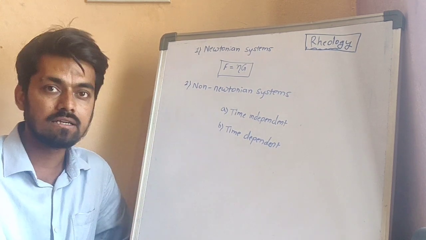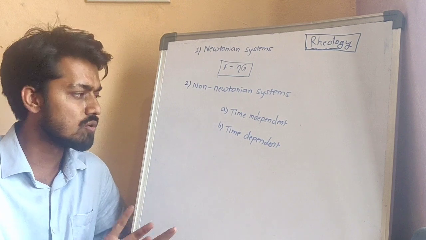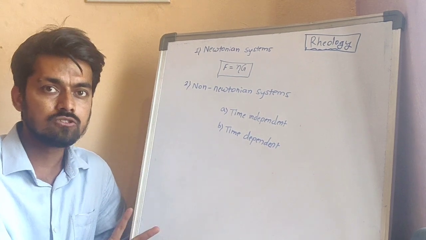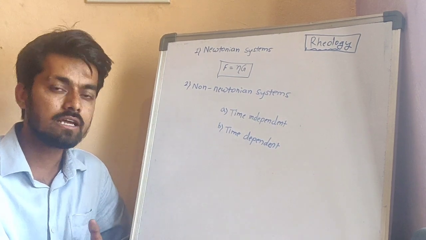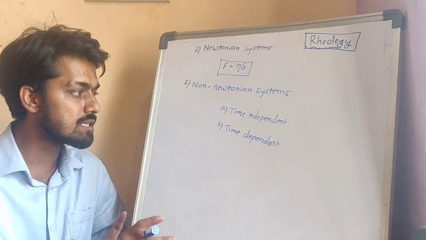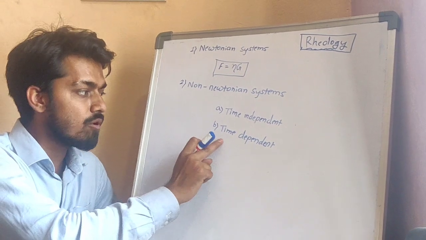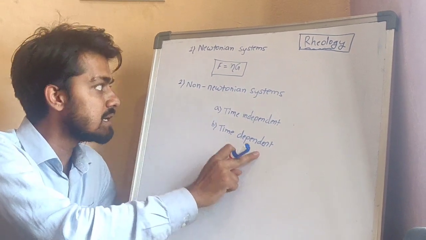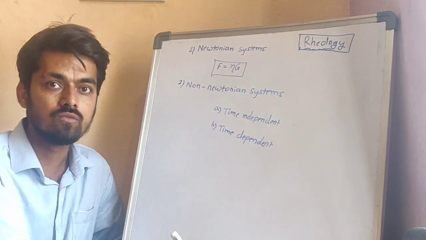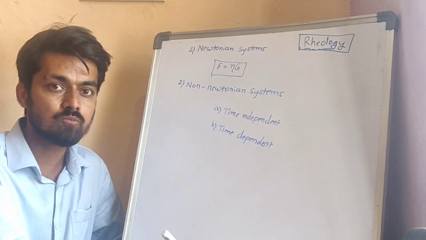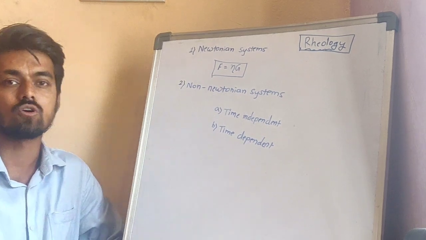In the time dependent type there are further two types. First is thixotropy and second is negative thixotropy. In today's lecture we are going to learn the first type of time dependent non-Newtonian flow, which is thixotropy. So just pause the video and take the screenshot.